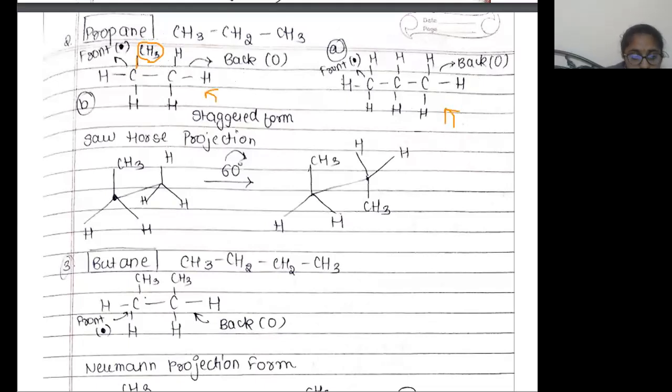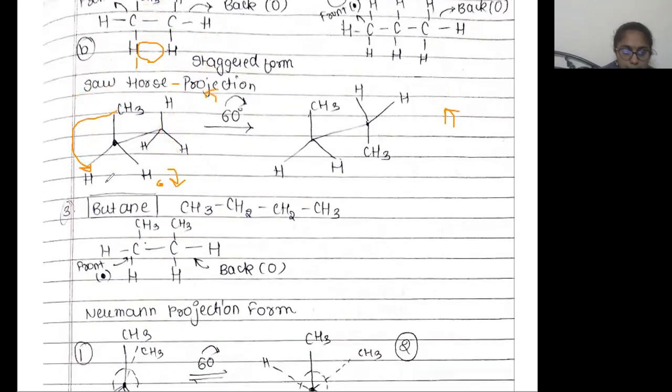Now coming to the Sawhorse projection again. Here we have the actual structures. This staggered form we are converting into a Sawhorse projection like this: CH3, H, H. Behind we have this carbon atom, with H, H, H. When we rotate, we always rotate only the behind one, right? So when we rotate the behind one by 60 degrees, we'll get H, H and below we'll get CH3. So this was propane.